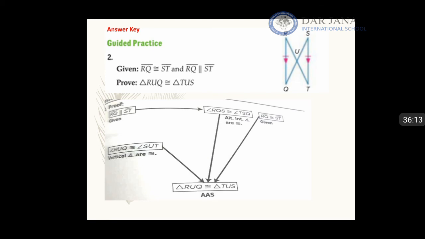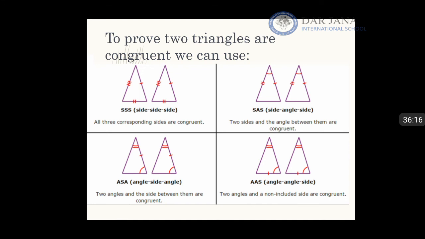So let's do a wrap up for what we learned up to here. To prove two triangles congruent, we can use 4 postulates. SSS, which is the side postulate, that tells that all 3 corresponding sides must be congruent. The side, angle, side: 2 sides and the angle between them must be congruent. Angle, side, angle, which is what we learned in this lesson: we have 2 angles and the side included between those 2 angles must be congruent. And the angle, side: the 2 angles and a non-included side must be congruent.